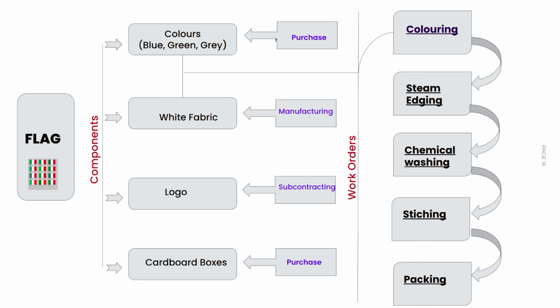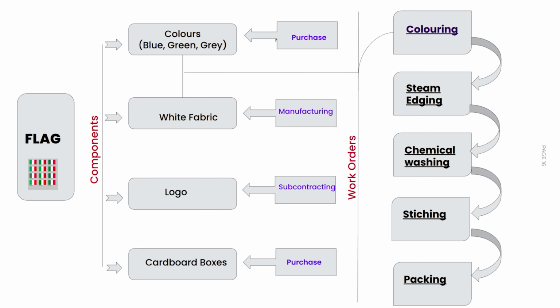Let's look into how multiple material bills are created and used in a single production order. For an example, let's consider the manufacturing process of a flag. Here we can see the components are colors, white fabric, logo, and some cardboard boxes. The first component is colors, and for example the colors are blue, green, grey, etc.